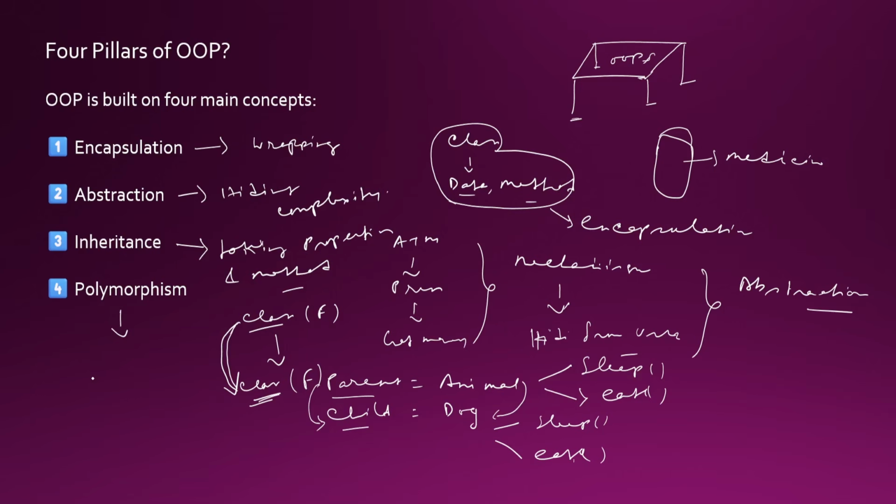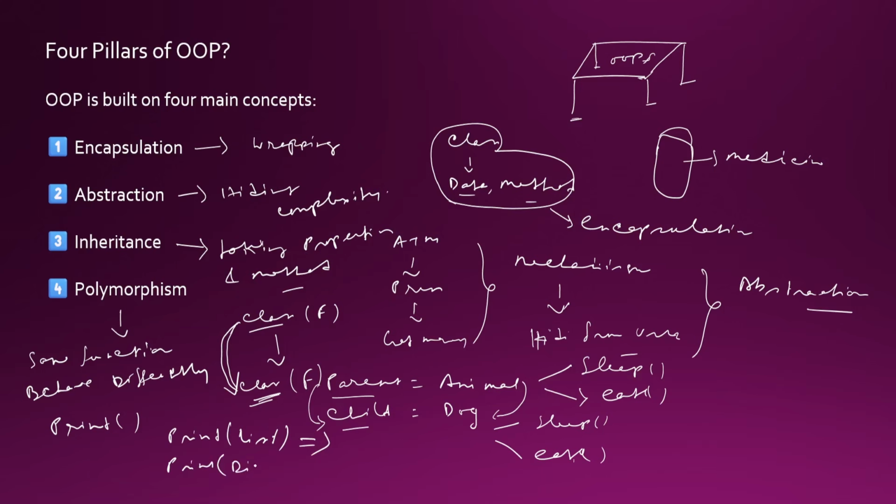Next is polymorphism. Polymorphism means same function, but behave differently. That means, for a very easy example, that is print. We have used the print function in different ways, right? Now, if I use this print in case of list, then it will give me one answer. If I write print of dictionary, then it will give me the output in a different way, right?